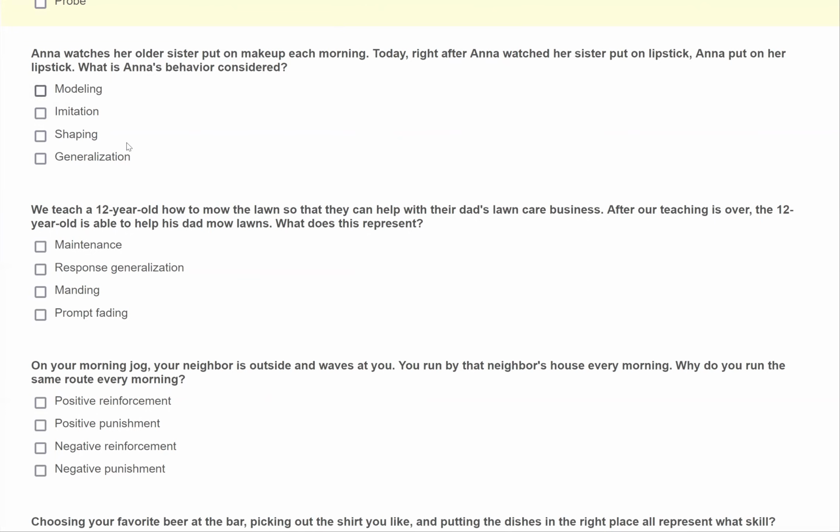So it's going to be modeling or imitation. Well, who's doing the modeling here? Anna's sister, right? Anna's sister is the one putting lipstick on. What is Anna doing? Anna is imitating the model, imitating her sister. Anna's behavior is imitation. The key here is understanding the difference between modeling and imitation, and then reading the question carefully and looking at Anna's behavior. If we were talking about Anna's sister, we would be talking about modeling, but we're not. We're talking about Anna. We're talking about imitation.